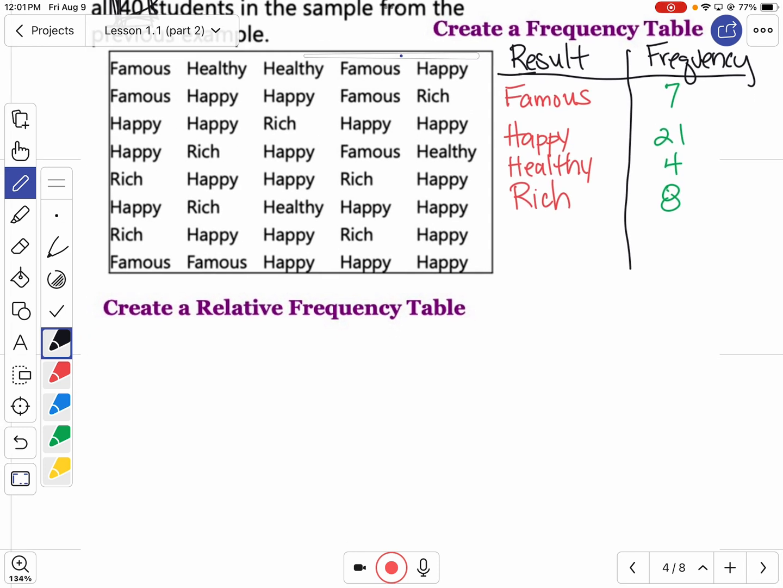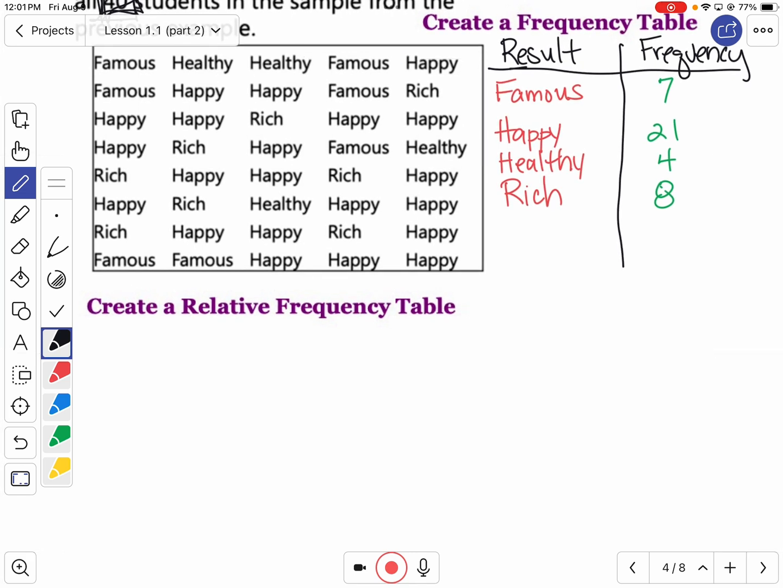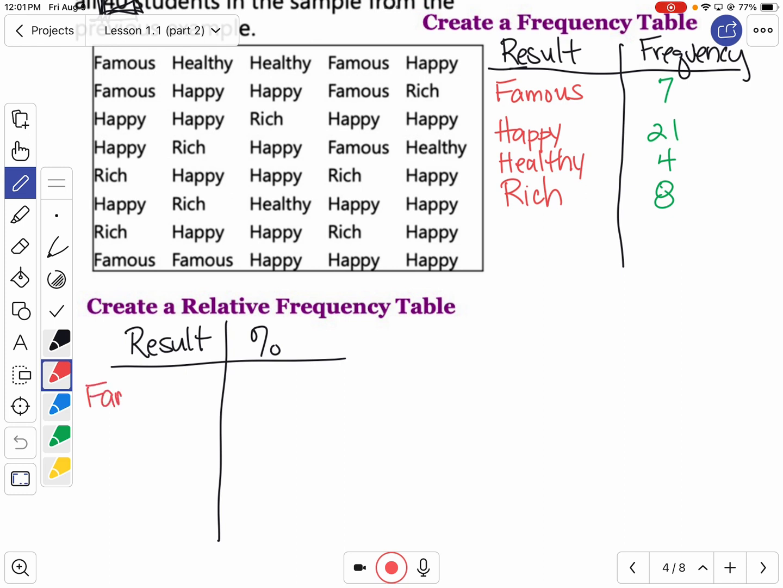Now, let's do the relative frequency table. Okay? And so with it, we change that frequency column to what? Percentage. Good. Okay, we're going to change it to a percent. So we still got the same categories: famous, happy, healthy, and rich. But now we've got to change those numbers to percentages. Okay? And when we do percents, it's kind of a multi-step process, right?